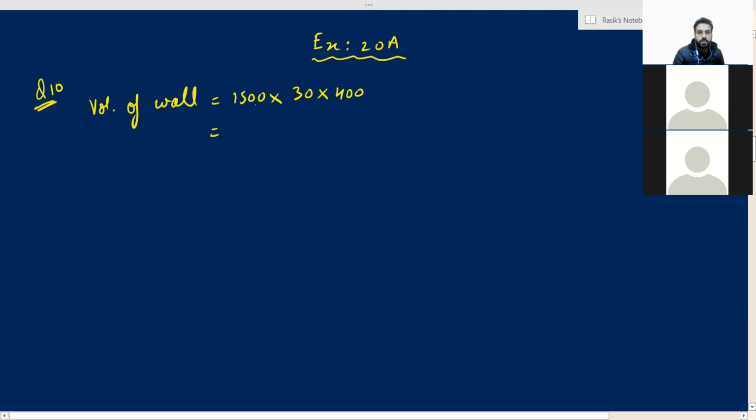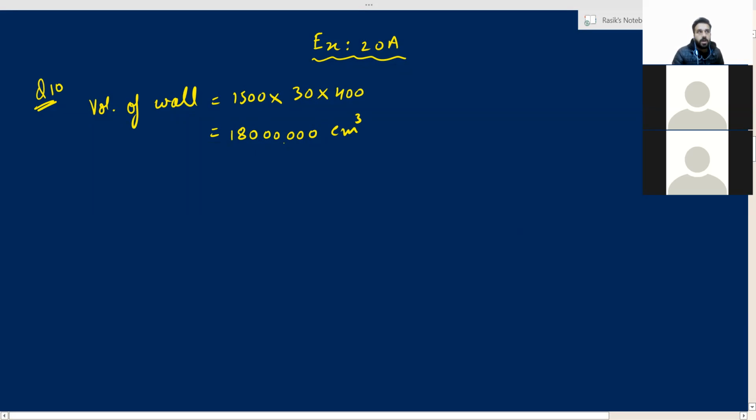4 into 3 is 12, 12 into 15 is 180. 3 into 4, 12, 12 into 15, 180, then 0, 0, 0, 0, 0. This is the volume of the wall, sorry, not each wall, of the wall. This is the volume of the wall that is to be constructed.